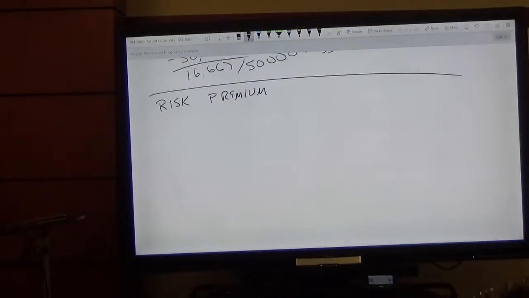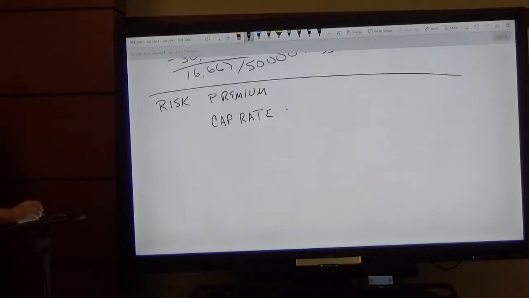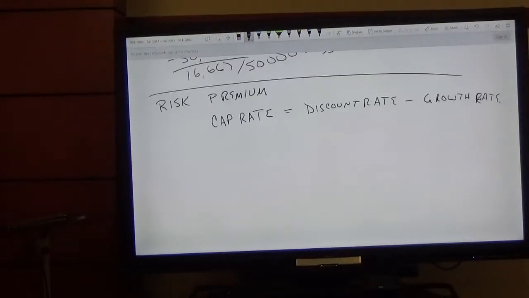All right, so if you recall from one of our previous discussions, when we start breaking down the cap rate, we say the cap rate is equal to the discount rate minus the growth rate. Remember that for the rest of the first day of class, okay? In this particular case, let's say that our discount rate is 7% and the growth rate is 1%. Then that would mean that our cap rate would be 6%.